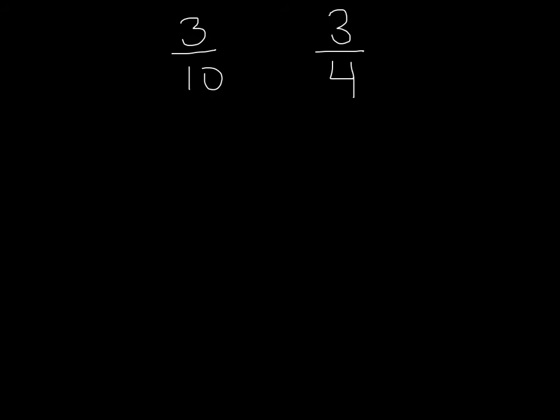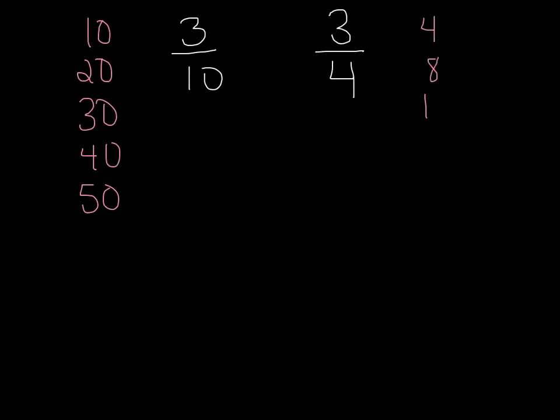We remember that we list multiples: 10, 20, 30, 40, 50. We'll stop there. And then we'll do multiples of 4: 8, 12, 16, 20. And we can stop now because we've found our least common multiple, which would be 20.